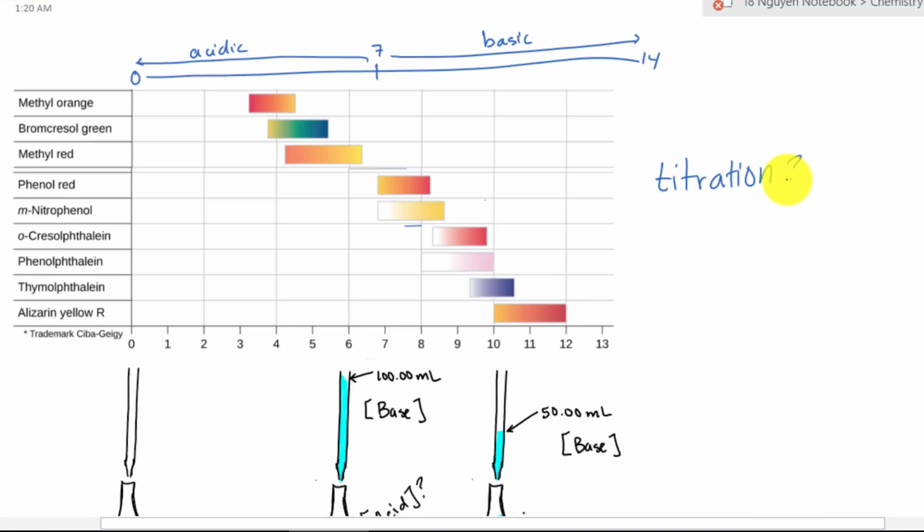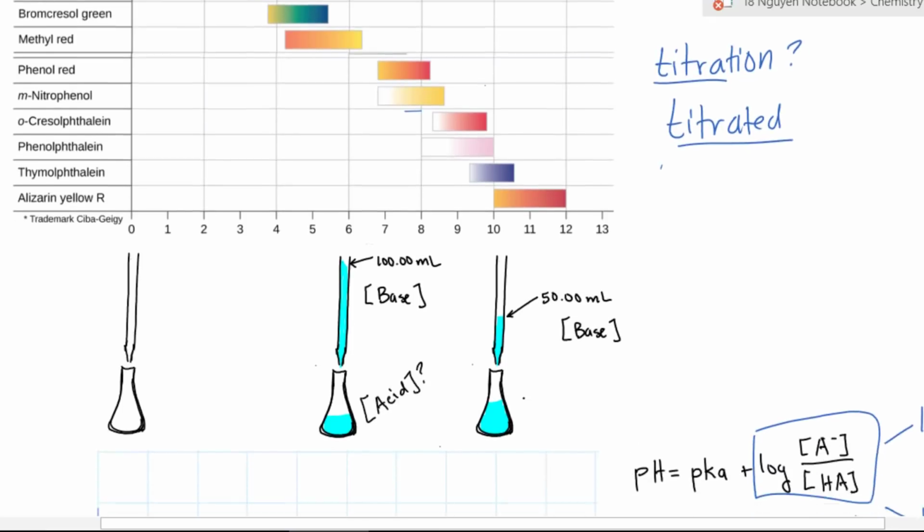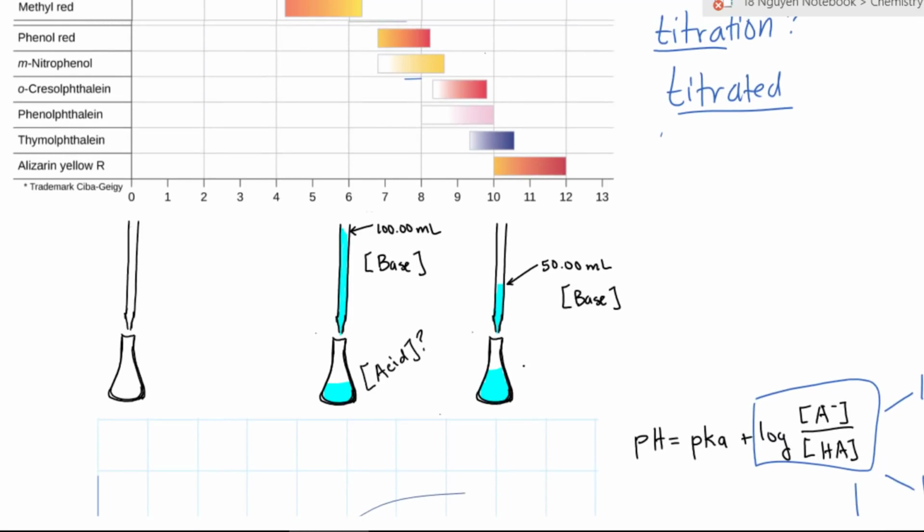Well, what is titration? We saw the term titrated before. Using the method of titration, if I have an acidic solution that I don't know the concentration to, or if I have a basic solution that I don't know the concentration to, what I can do is apply the knowledge where acid and base react and neutralize. From there, we can solve for the concentration that we don't know about that acidic or that basic solution.